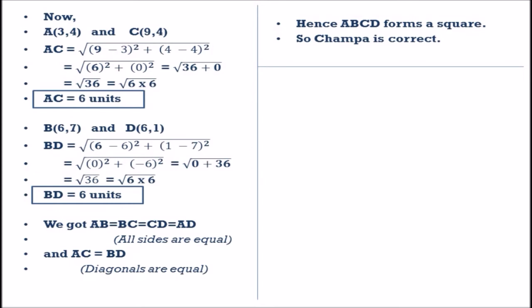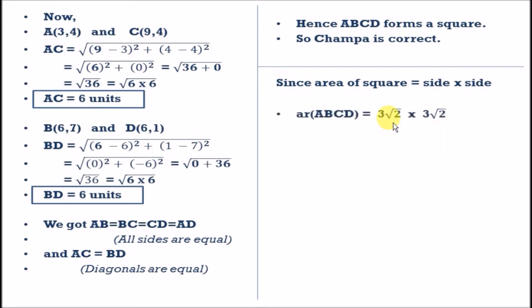Sometimes as an additional part, you may also be asked to find the area of the quadrilateral you have got, especially in the case you have got a square, rectangle or a rhombus. So area of square is side into side, and area of ABCD will be 3 under root 2 into 3 under root 2, as the distance of the side was 3 under root 2.